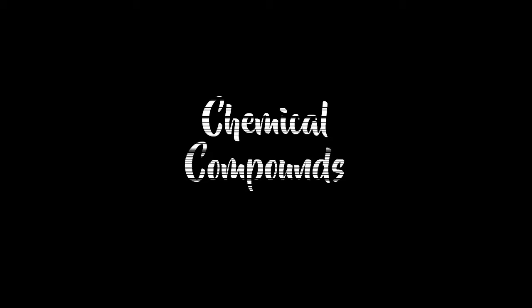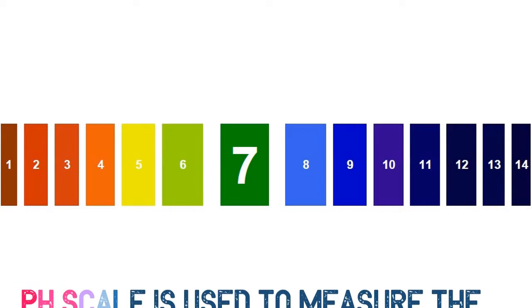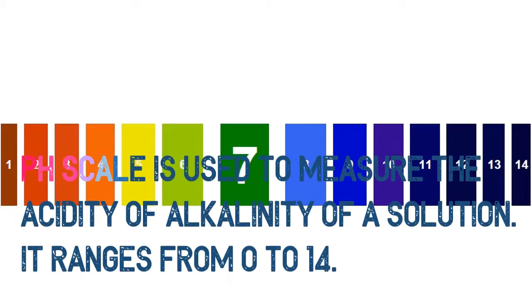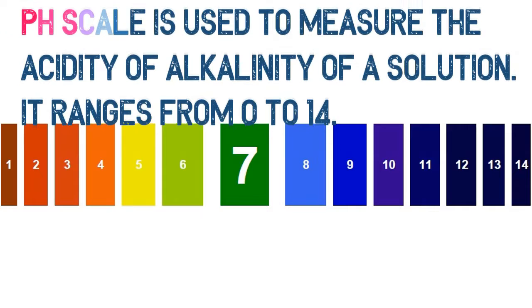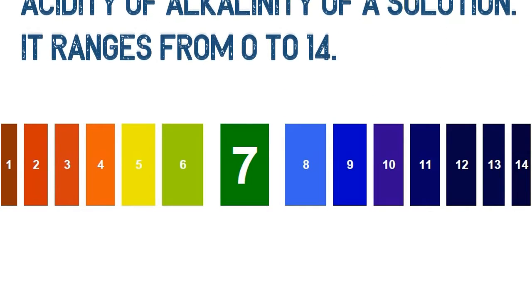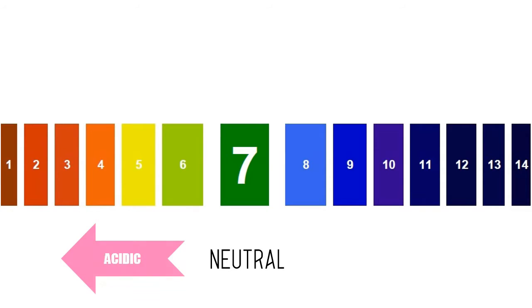Chemical compounds are usually classified into acids and bases. There is a pH scale used to measure the level of acidity or level of alkalinity of a solution. The pH scale ranges from 0 to 14. Solutions of pH 7 are considered neutral. Those with a pH below 7 are considered acidic, while those with a pH above 7 are considered basic or alkaline.